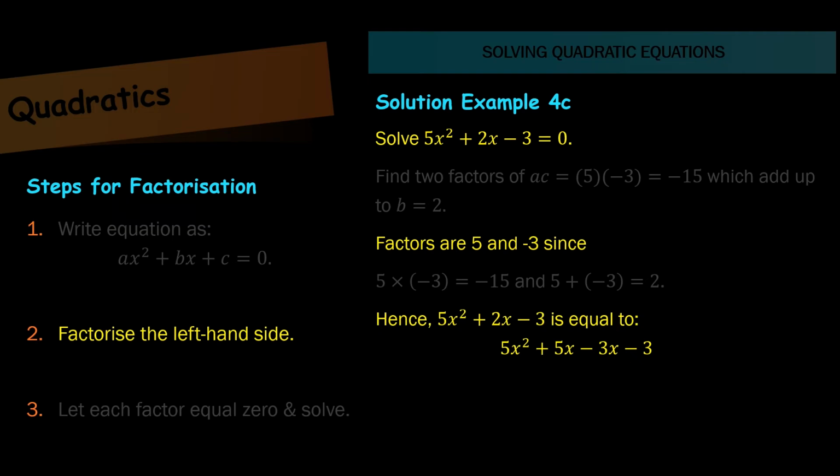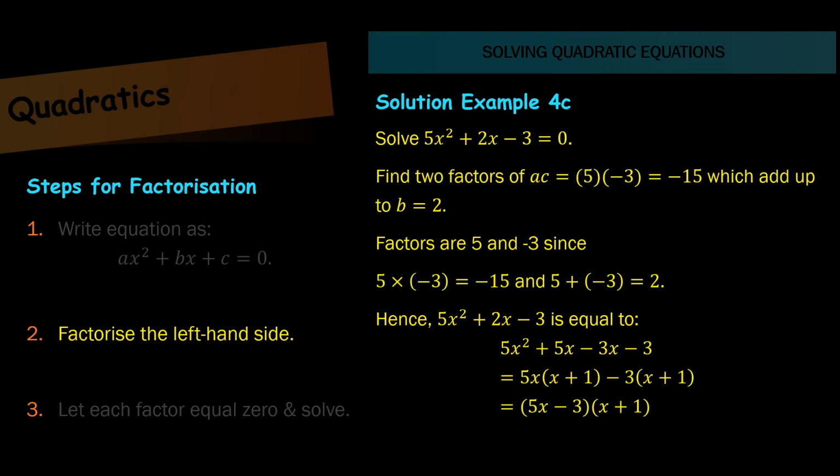Therefore, we can rewrite the equation as 5x squared plus 5x minus 3x minus 3. And then we can start to factorize. The first two terms become 5x times x plus 1, and the last two terms become minus 3 times x plus 1. So as x plus 1 is a common factor, we can take it out as shown, and 5x minus 3 is the other factor. And so we've factorized our equation, 5x minus 3 times x plus 1.